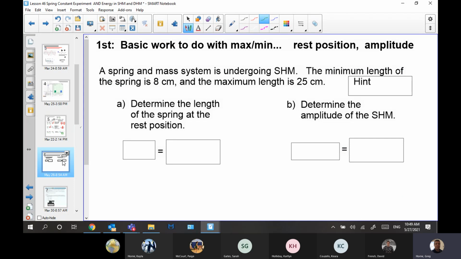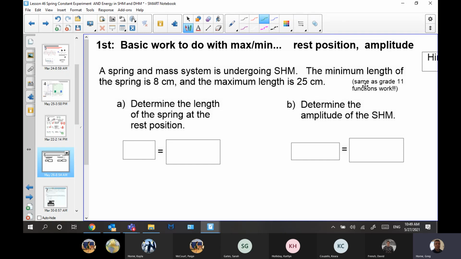So, basic work to do with maximum, minimum, and rest position and so on, right? So the idea of how we figure this out. If a spring and mass system is undergoing simple harmonic motion, the minimum length of the spring is 8 centimeters and the maximum length is 25. These are the kinds of things you have to be able to do. If you're trying to determine the length of the spring at rest position and the amplitude of the simple harmonic motion, this should seem similar and familiar to you as work you've done in grade 11 functions.